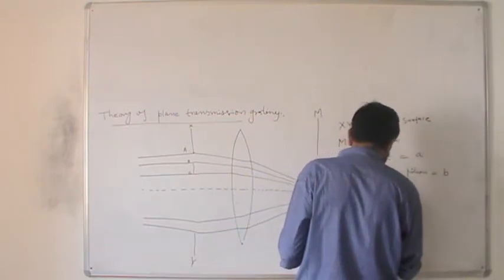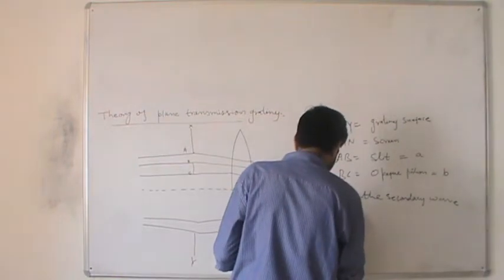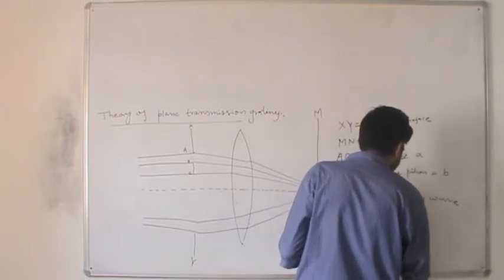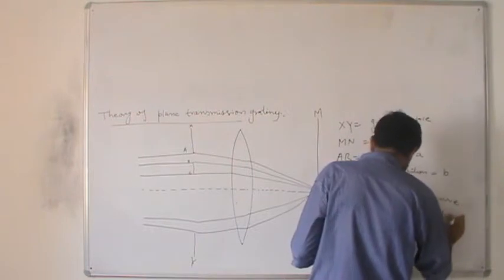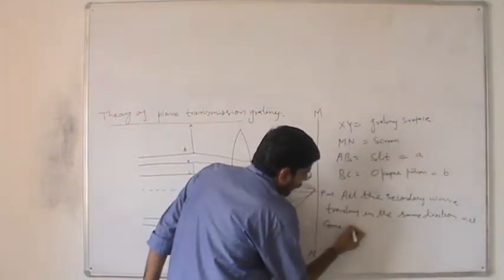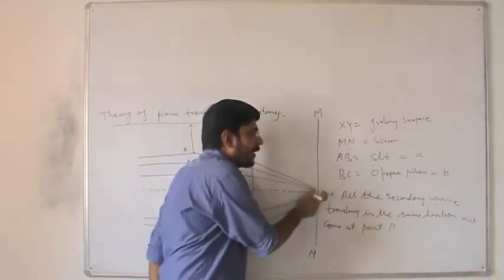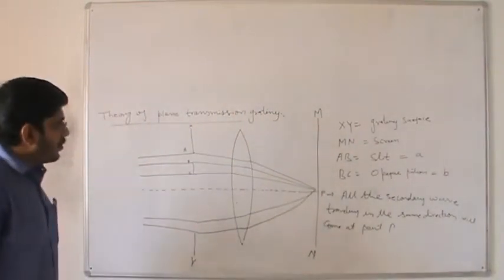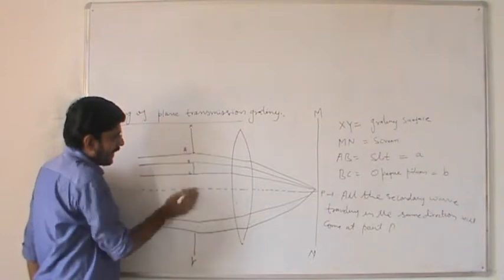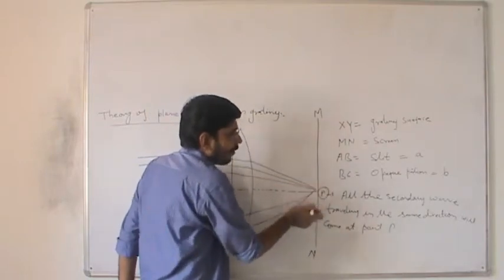All the secondary waves traveling in the same direction will come at point P and produce the interference pattern at point P. So this is the general description of a plane transmission grating. Light falls on the grating XY, and after passing through this grating it produces the interference at a point P.